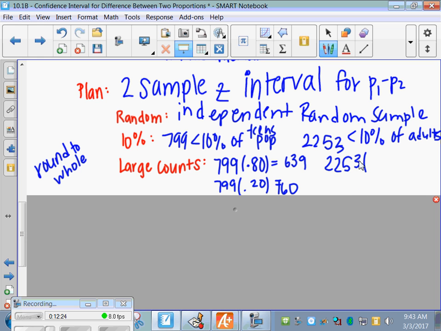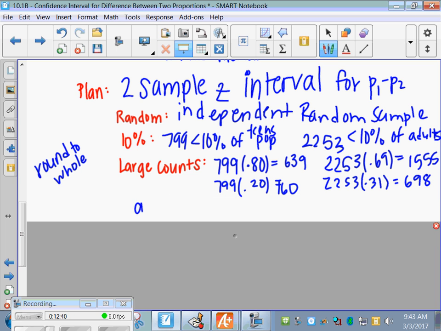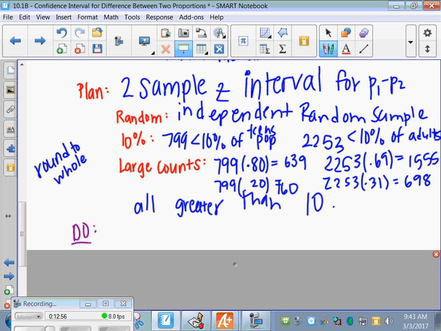And then other ones, we've got, let's see, our adults, 69% of them used it. That's 1555. And the rest of them that don't use it, 698. So do we have large counts? Yes. Why? Thank you. All greater than that magic number of 10 when you're doing proportions. Yes, Jake. I think it is greater than or equal to. Yeah. You can have 10. Just like 30, you can have 30. Okay?